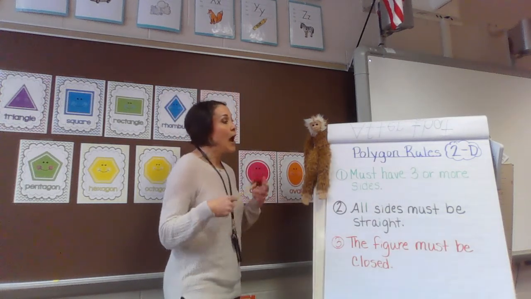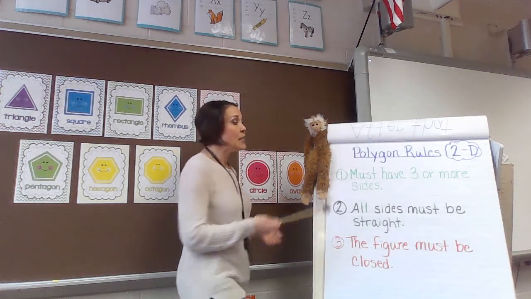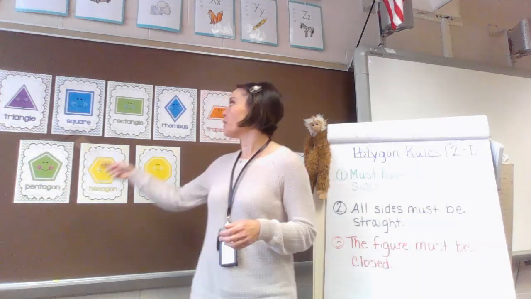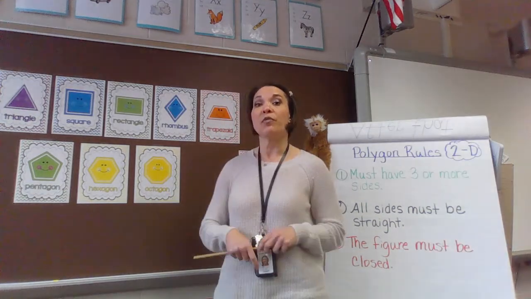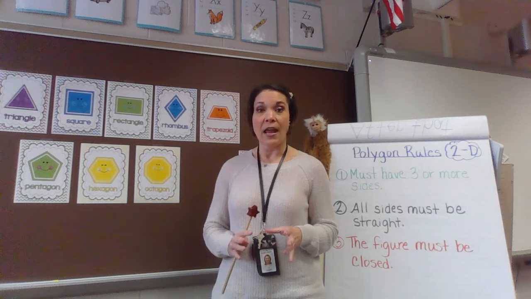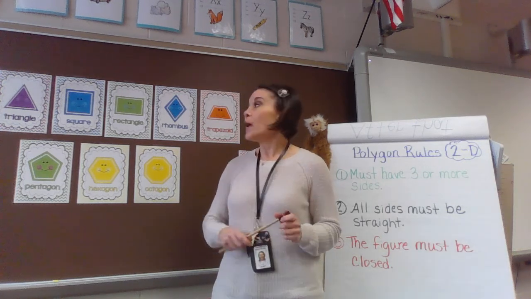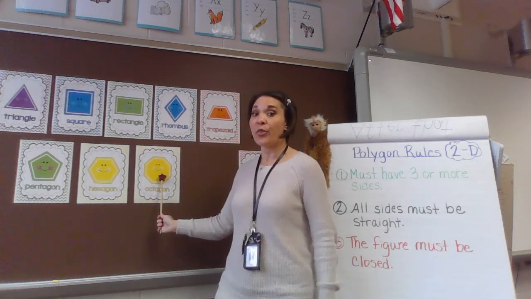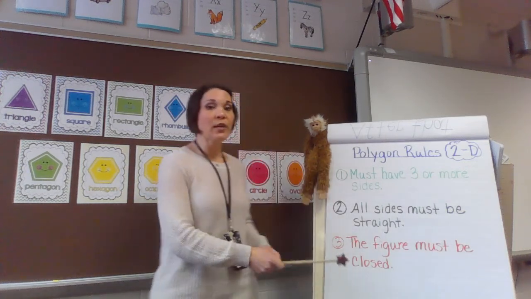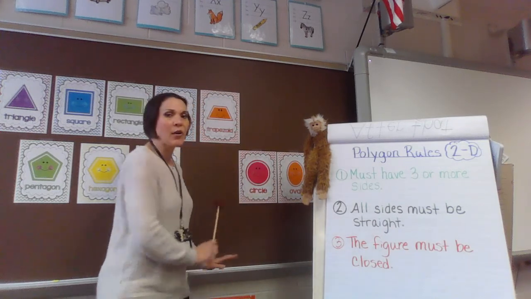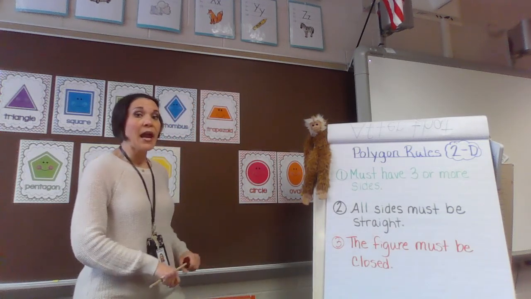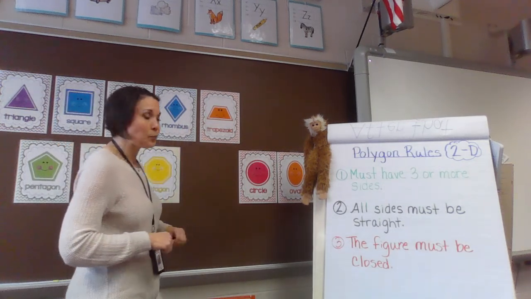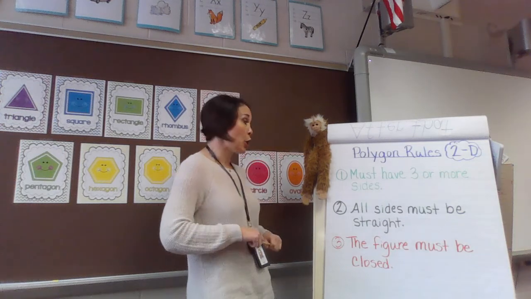The first rule of how a polygon is a polygon is it must have 3 or more sides. As you're seeing the shapes behind me, each one of these shapes can qualify as a polygon because every shape here has 3 or more sides. Now these shapes over here on the side are not going to be part of this group, and I'm going to tell you why in a second. Let's take a look at rule number 2.